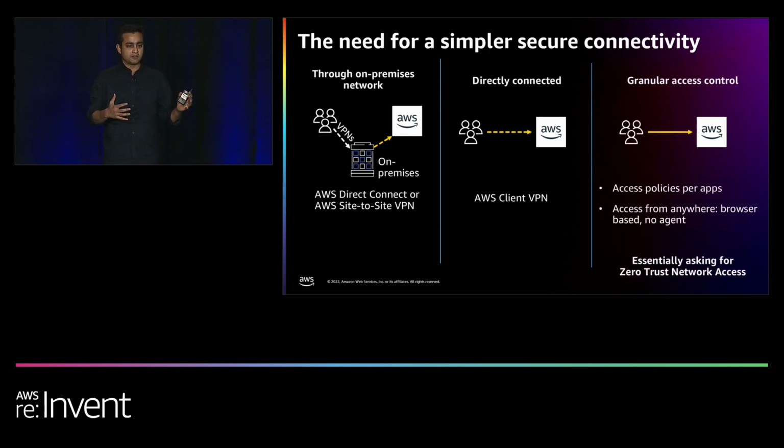Then a few years back, we started hearing from customers that, hey, we need simpler connectivity. No matter where I am, from a simple web browser, I can access my applications. And at the same time, they said that I want better security. I want to have control over who can access my application at what particular time from what particular devices. So essentially, they were saying that we need zero trust connectivity, zero trust network access.